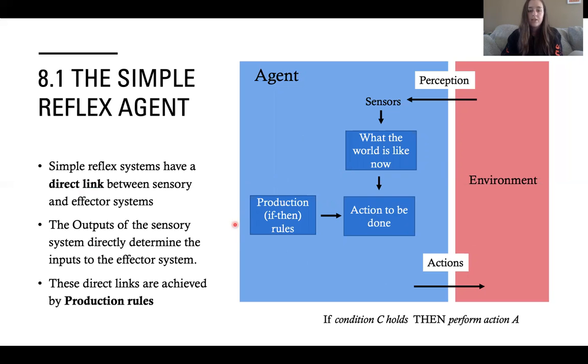But this agent has something called production rules that determine the actions. So down here is an example. If condition C holds, then perform action A. So we can see this in our real life. If somebody would throw a ball at you, your reflex would be to put your hands up and catch it, hopefully. So it's a reflex.